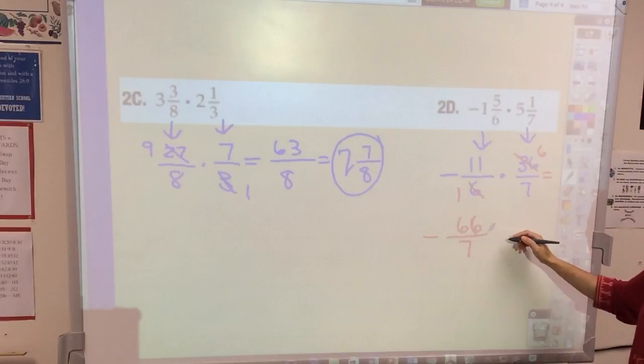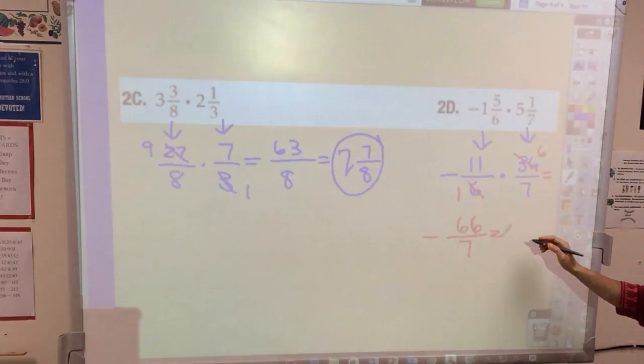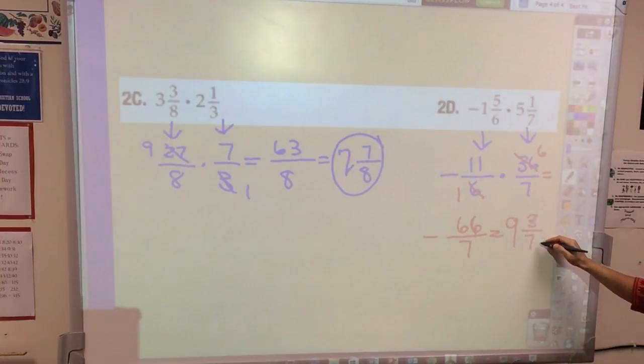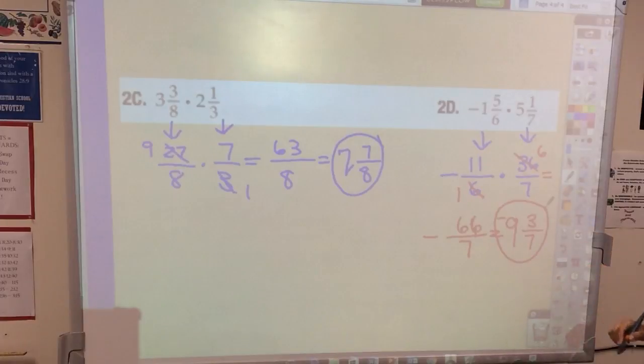66 divided by 7. Okay, so now I'm going to turn it back into a mixed number. 7 goes into 66 9 times. 9 times 7 is 63, so I have 3 remaining. And I'm not going to forget to add my negative. My final answer is -9 and 3/7.